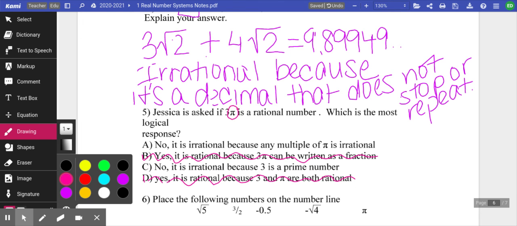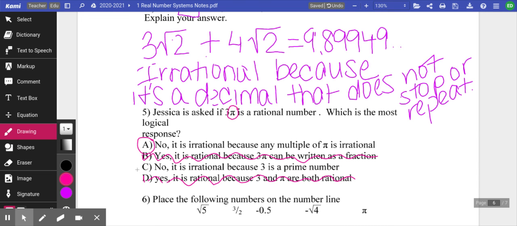Now we have to look at the reason why. Why is this number irrational? Well, we kind of said that pi makes it irrational. So you're looking for the answer choice that says that. A says no, it is irrational because any multiple of pi is irrational. Well, that talks about pi, and we'll just read C to make sure or rule it out. It says no, it's irrational because 3 is a prime number. So that has nothing to do, or no reasoning as to why it would be irrational. So C is out.